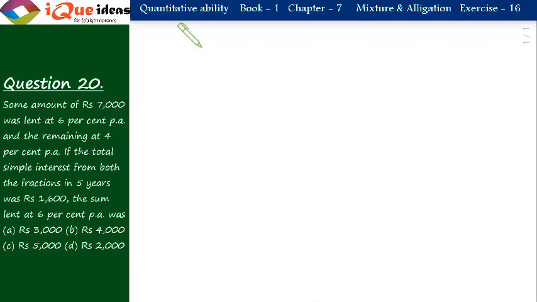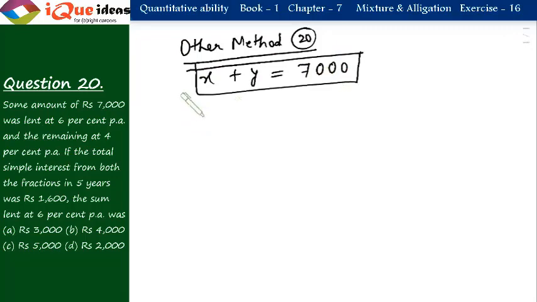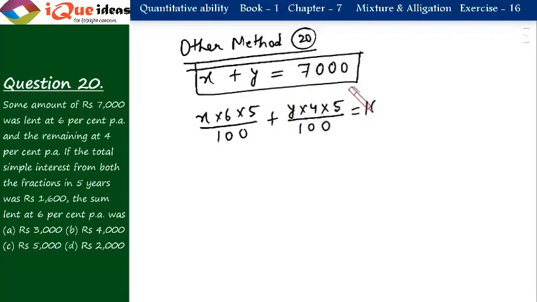Alright. Similarly, we could have applied the other method for the same question. Now let's take another method for question 20. The other method is the normal method. Let's assume the amounts to be x and y. So x plus y is equal to 7,000. This is the first equation. Now on the first amount, that is x, we have a rate of 6% and duration is 5 years. So the interest can be calculated as PRT upon 100, that is x into 6 into 5 upon 100. And on the second one, that is y into rate 4 into t 5 upon 100. And the total interest should be equal to 1,600.